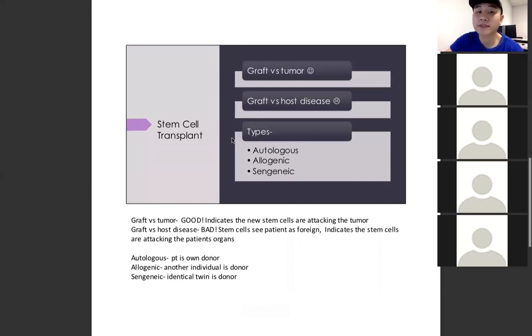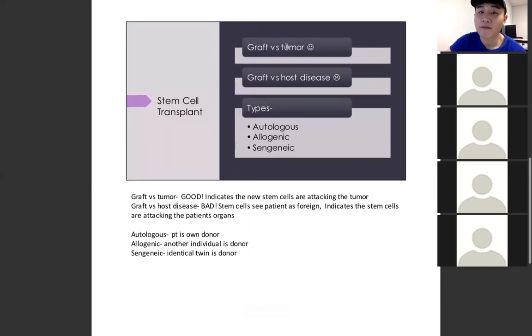All right, next we have stem cell transplant. We have graft versus tumor and graft versus host disease. There are different types, including autologous, allogenic, and syngeneic. So graft versus tumor is a good thing. It indicates that new stem cells are attacking the tumor. Graft versus host disease is bad. This means that stem cells see the patient as foreign, indicating stem cells are attacking the patient's organs.